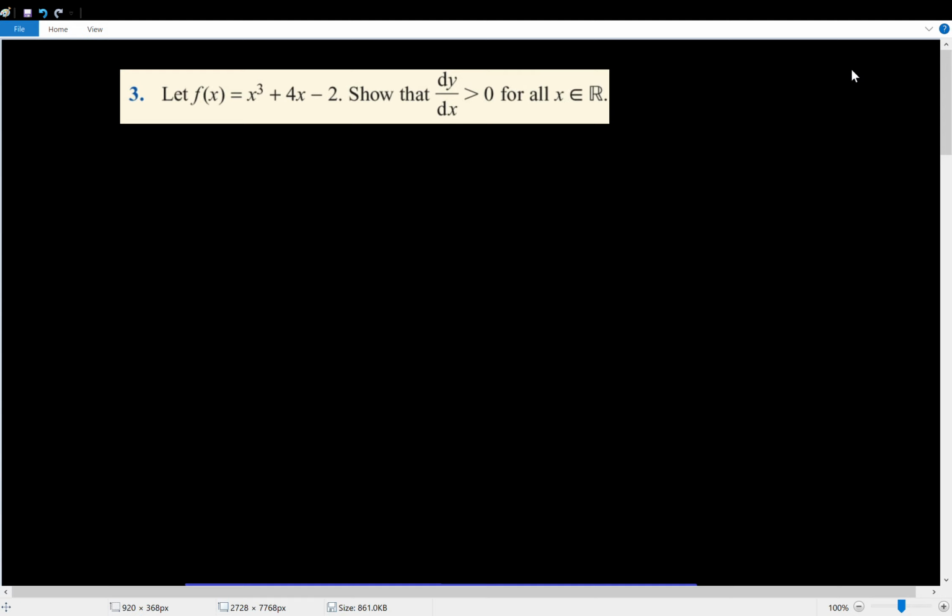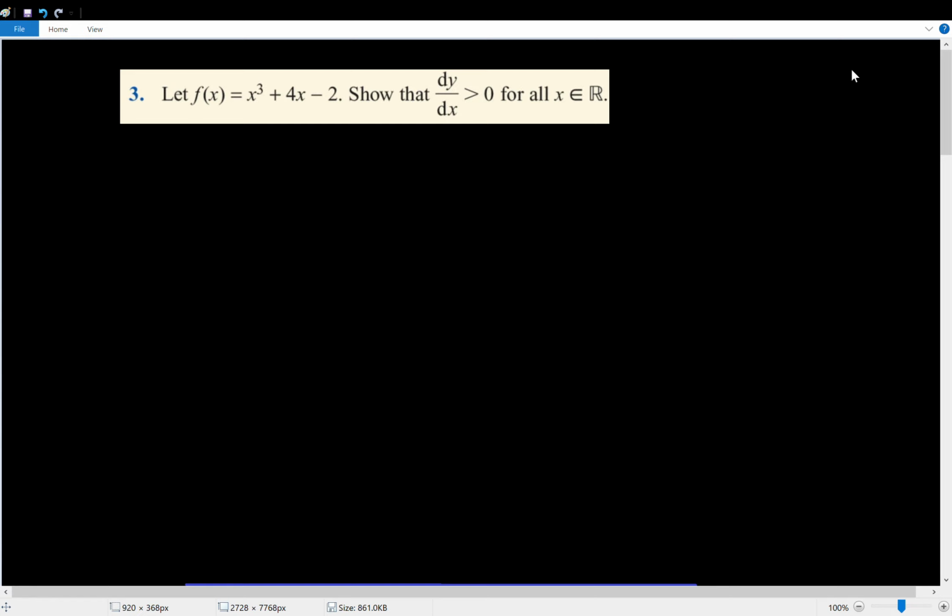This is questions 3, 5 and 7 from exercise 8.7 in New Concise Project Maths 3A. We're going to start with question 3. We should let f of x equals x cubed plus 4x minus 2, and we then have to show that dy dx is going to be greater than 0 for all x, which is an element of R.